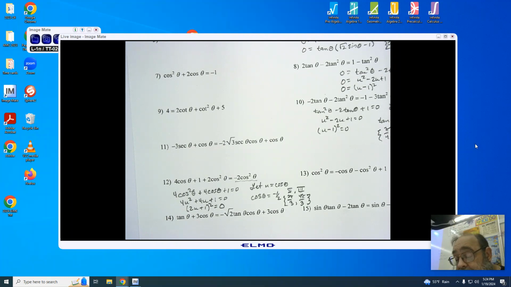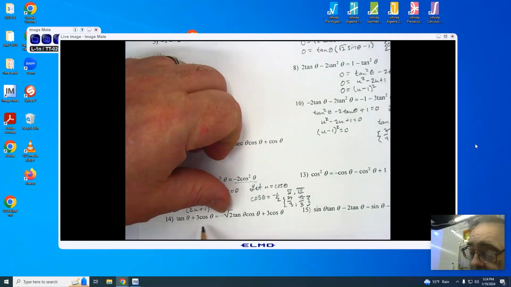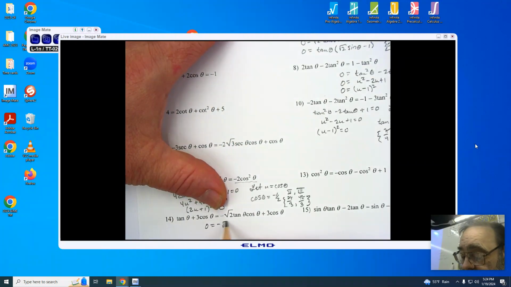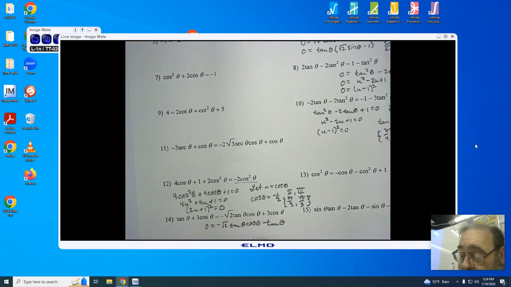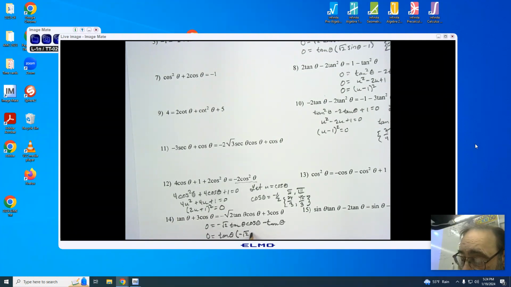Alrighty, this brings me to number 14. Once again, I am going to have to bring over the tangent of theta to one of the two sides and the 3 cosine, bringing it over. You'll notice it cancels. And I'm looking at 0 equaling negative root 2 tangent of theta cosine of theta, minus tangent of theta. I'm going to factor out the tangent of theta so that 0 equals tangent theta times negative root 2 cosine of theta minus 1.